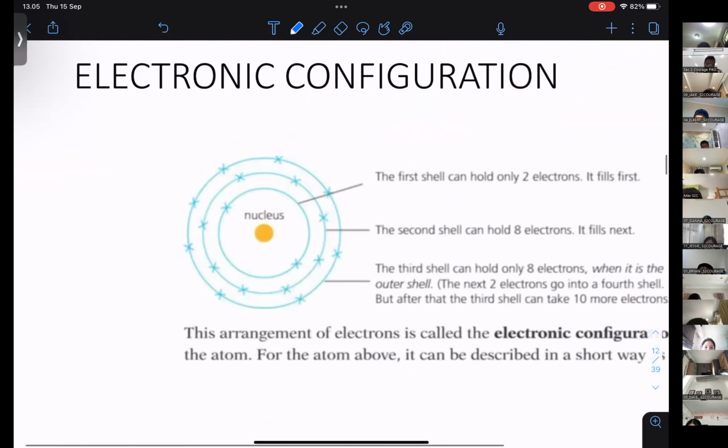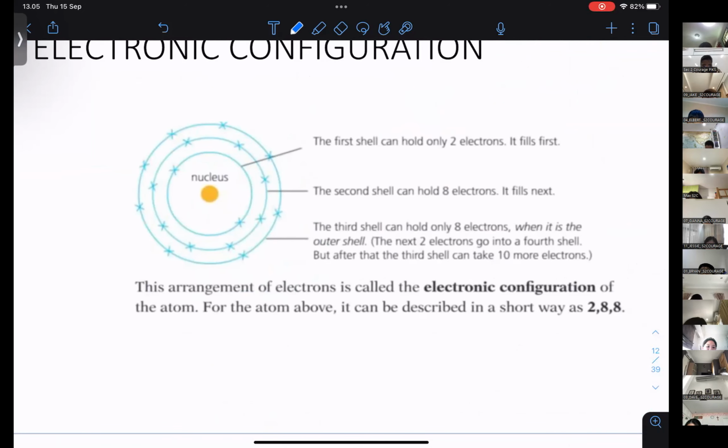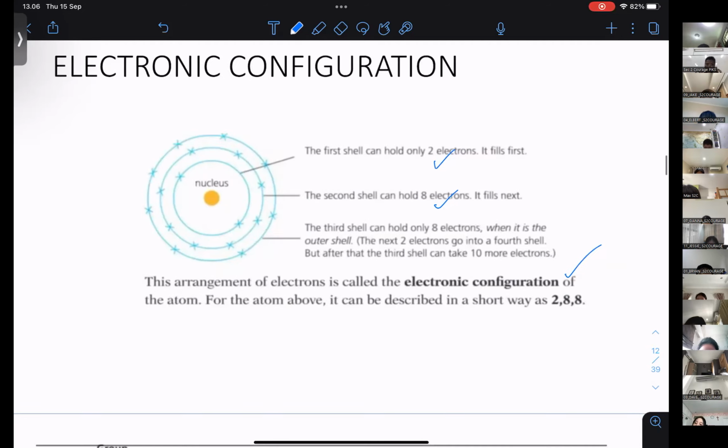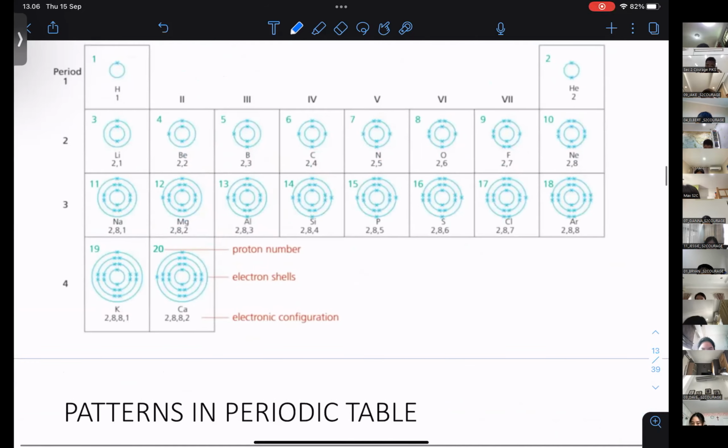Anyway, let's continue further. Electronic configuration, we have done this. The first shell can only hold 2 electrons. It fills up first. The second shell can hold up to 8 electrons. It fills next after the first shell. And the third shell can only hold 8 electrons. Then the next 2 electrons will go into the fourth shell and so on. This arrangement is called electronic configuration, and you can write it in this way, which is going to be 288.